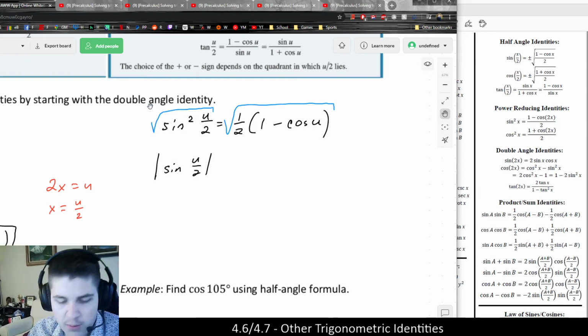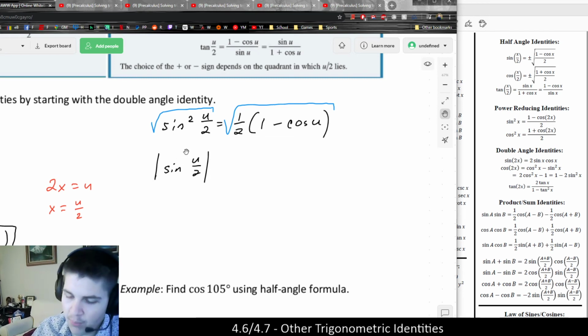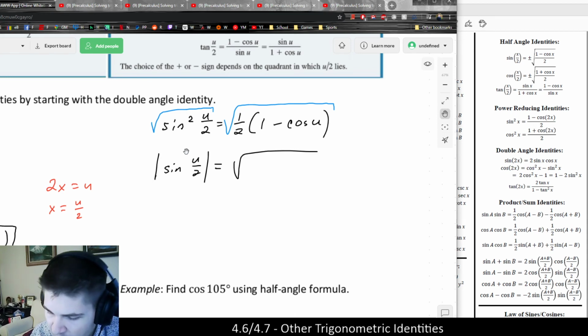Remember that the problem with something squared is that it could have been positive or negative and we don't know. The square root symbol always leaves me with a positive answer. So whether or not this was positive or negative, it could have been either, is the point. And then on the right-hand side, I'm left with the square root of, and if I distribute that, it'll be 1 minus cosine u over 2.